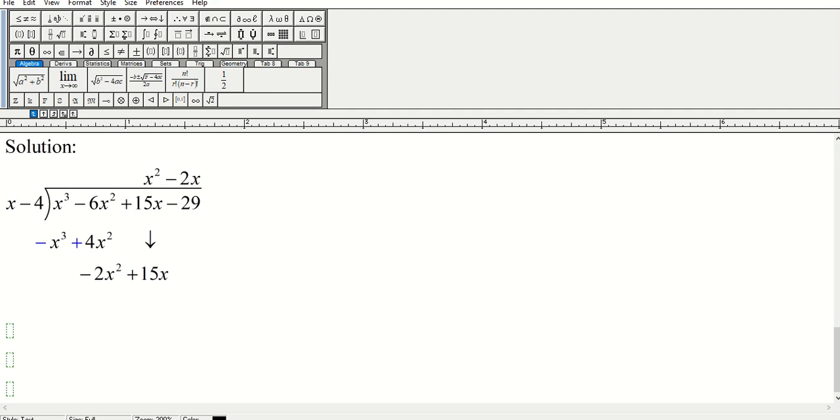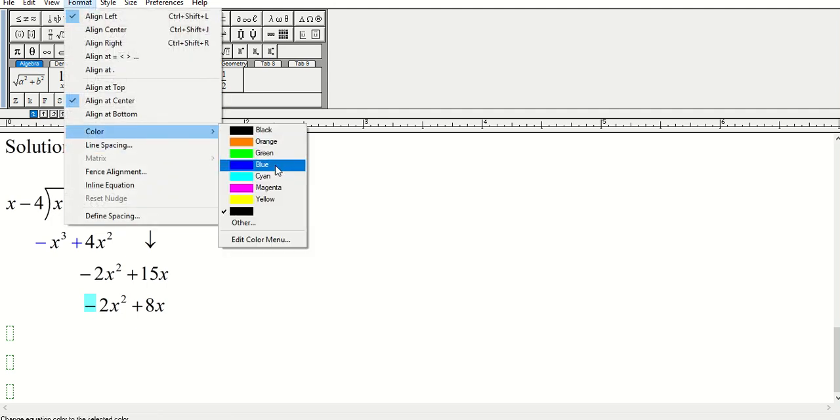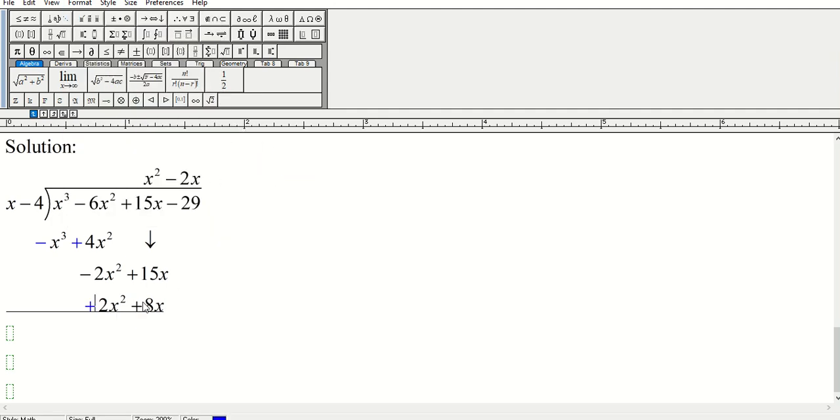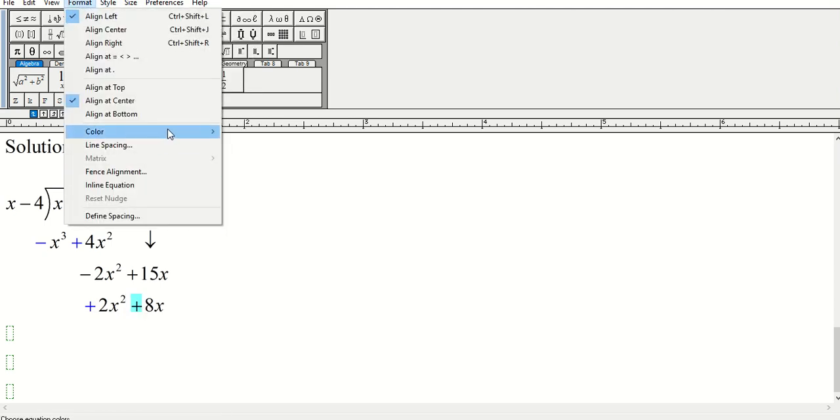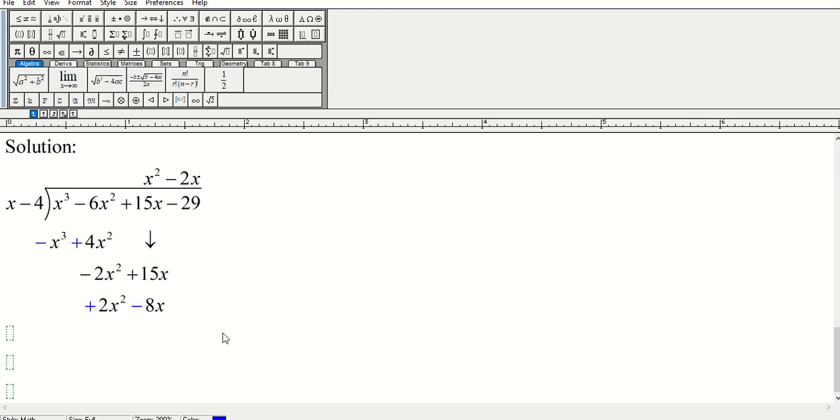Okay, so here we go. Let's multiply this through again. Negative 2x times x is going to give me a negative 2x squared. And then negative 2x and a negative 4 is going to give me plus 8x. Now, I'm going to change the signs again. I'm going to change the color so that you know it's occurring, and I'm going to change that sign and this sign. And we're going to add down again.